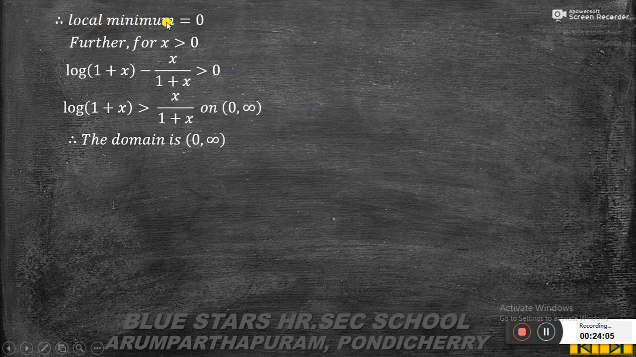Since the local minimum is 0, for x greater than 0, log(1 plus x) minus x by (1 plus x) is greater than 0, that is, log(1 plus x) is greater than x by (1 plus x). Therefore the domain is 0 to infinity. We find all the answers. In this problem they ask about monotonicity, local extrema and domain. We found all three answers from this problem.